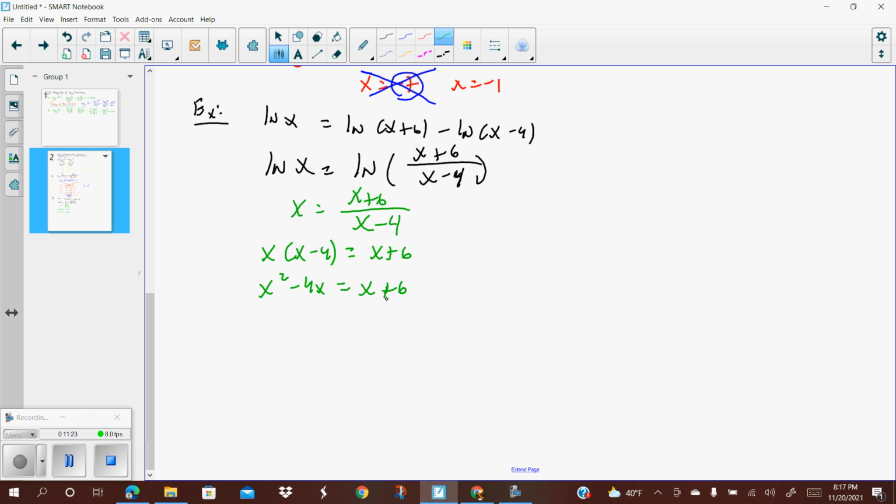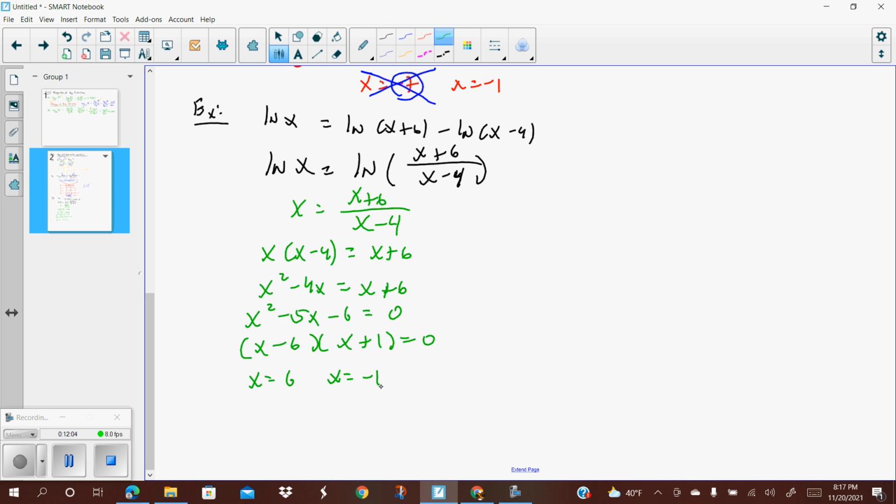Once again, this has formed a quadratic. So I'm going to get everything to the left-hand side so I can set one side equal to 0. So we'll subtract x on both sides, which will give me minus 5x. I'm also going to subtract the 6, which will give me minus 6, and that makes the right side equal to 0. Again, try your best to factor. It looks like this will factor. So that's going to leave us with x minus 6, x plus 1, which means that my values would be positive 6 and negative 1.